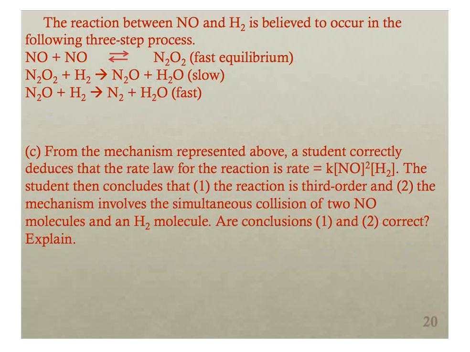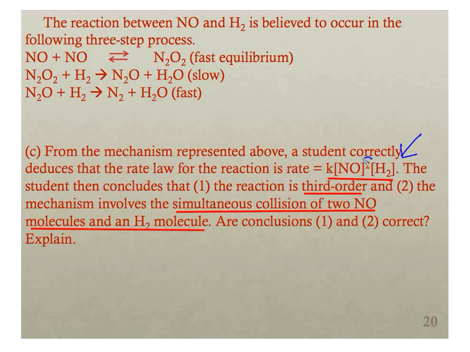Now, from the mechanism, a student notes that they have this rate law, which is second order with respect to NO and first order with respect to H2. So that was pretty reasonable. You could deduce that and prove that if you needed to. But then the student says that he or she thinks it's third order, and because of that, it's involving the simultaneous collision of 2 NO molecules and an H2 molecule. So it asks us, are these 2 conclusions correct? We do not have to prove that that is indeed the rate law. We don't have to.